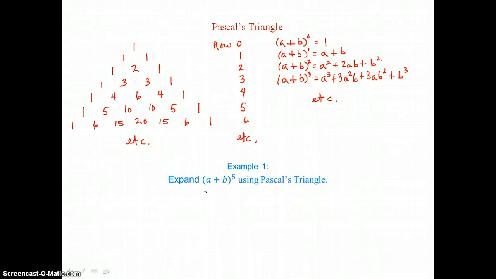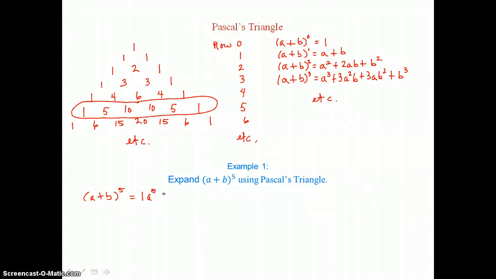In example 1, we want to expand a plus b to the 5th power using Pascal's triangle. So to do that, all we have to do is use the digits in the 5th row of Pascal's triangle as our coefficients in this expansion. If we raise a plus b to the 5th power, we know that we're going to get 6 terms. And the first term is going to have a coefficient of 1. It's going to have 5 factors of a and 0 factors of b. Now the next term is going to have a coefficient of 5, and I can get that right from Pascal's triangle. It's going to have 1 less factor of a, so 4, and 1 more factor of b, so 1 factor of b. The next term is going to have a coefficient of 10.